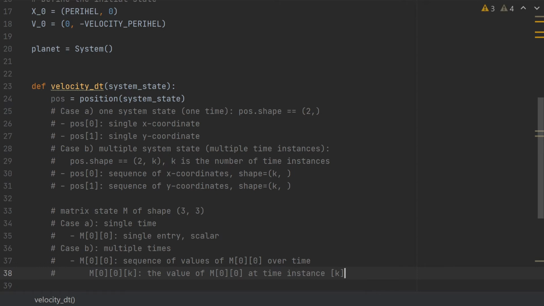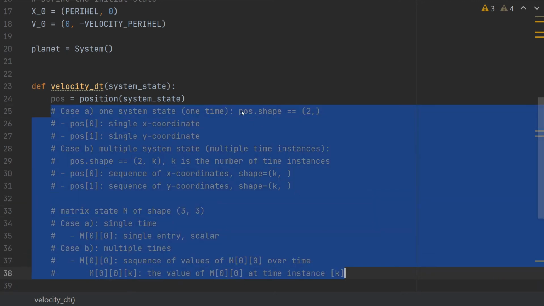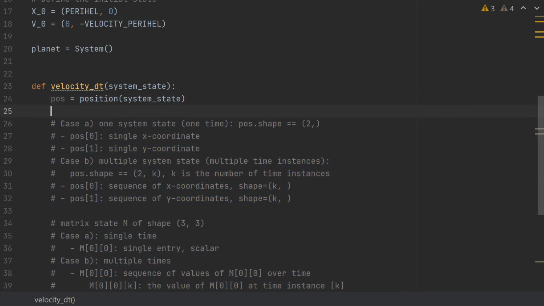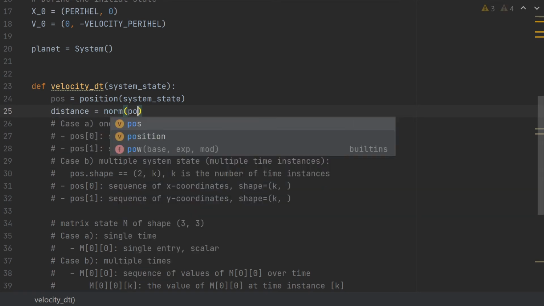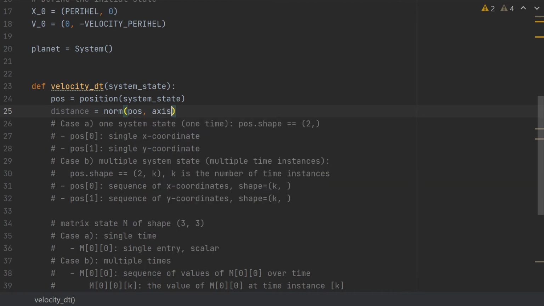What does that mean for us? It means that the dimensions of the state itself are always the first dimensions, and the dimension that represents the time instance is always the last index. So for us, this means our length or our distance is the norm of the position, but we must take care that only the sum over the first axis is calculated.